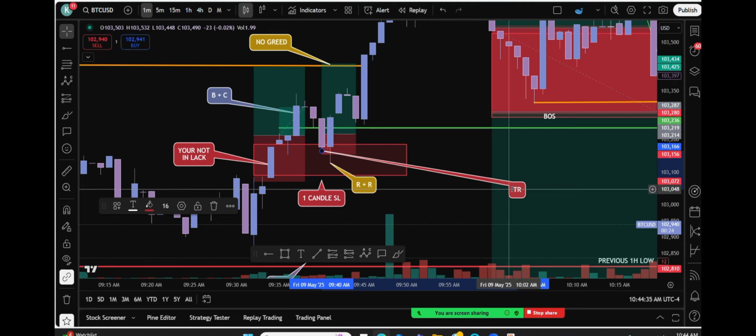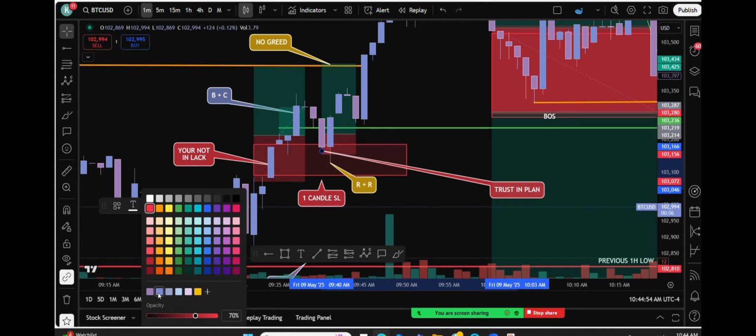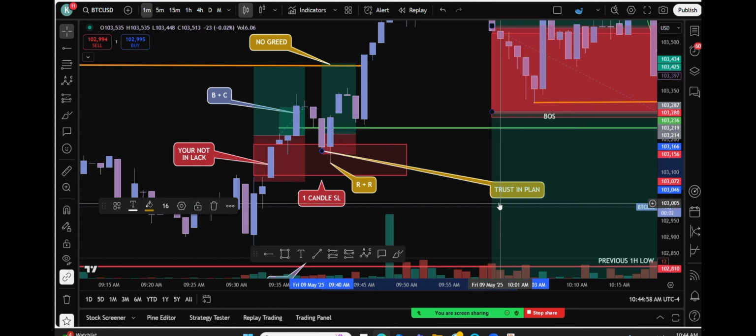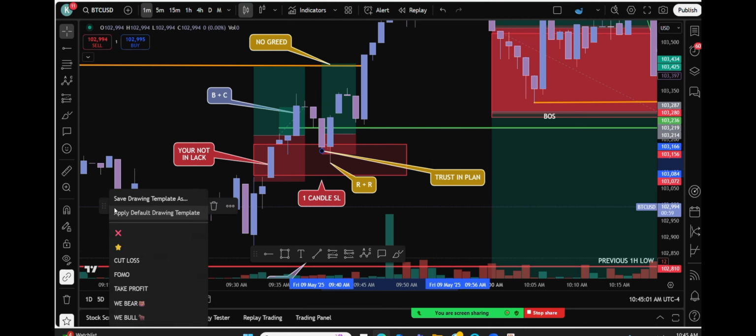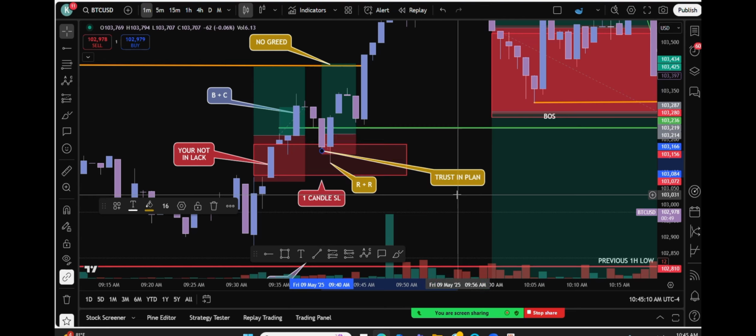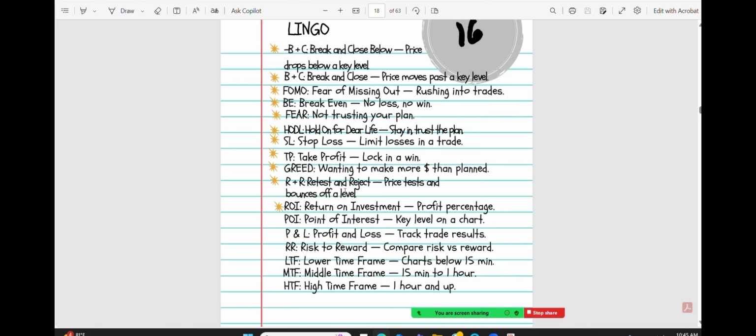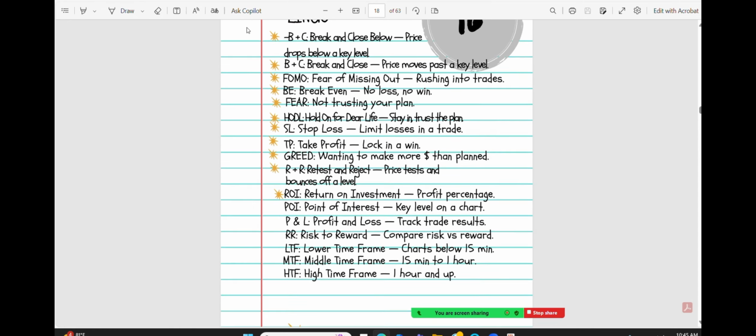So, trust and probabilities. Let's just put trust and plan. Some of us can't spell probabilities, and I was struggling a little bit. I want that to be gold also. Let's just make all the stuff that's key for psychology to be gold. And we just simply put HODL, you know what it means. Hold. Diamond hands, however you want to. Some people that's into crypto, you know, diamond hands.